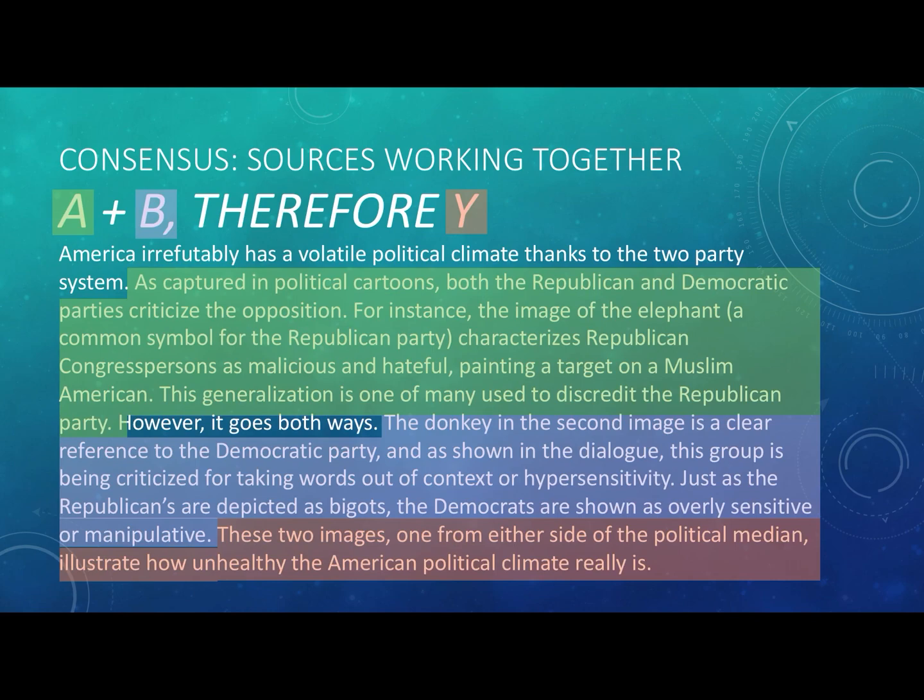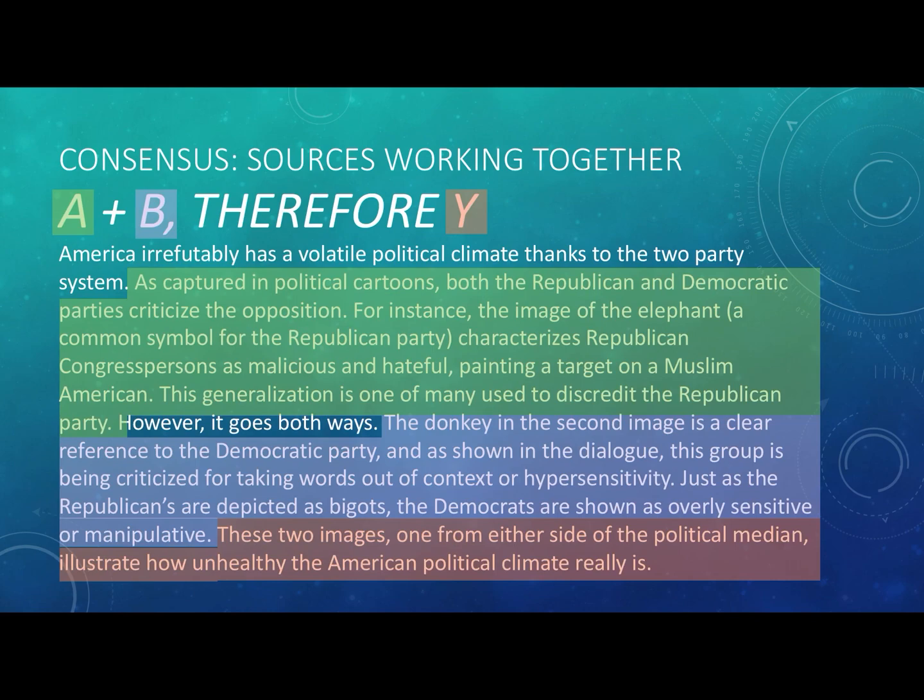And I've presented both sources. This source shows this, this source shows this, and now here's my therefore. These two images, one from either side of the political median, illustrate how unhealthy the American political climate really is. Now that's kind of a very brief commentary. You could definitely go on to explain, relating back to those images, about the hypersensitivity and the maliciousness of the Republican Party. That'd probably be a more well-rounded kind of 4-level commentary, but it is there.